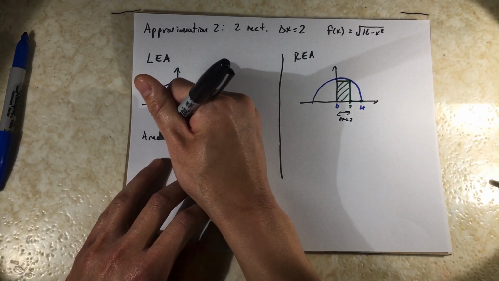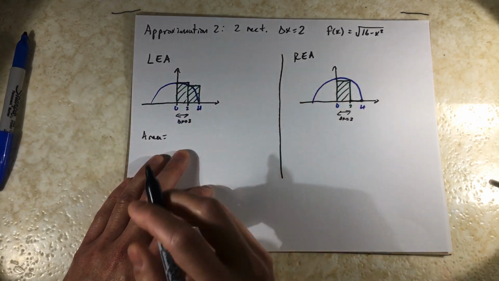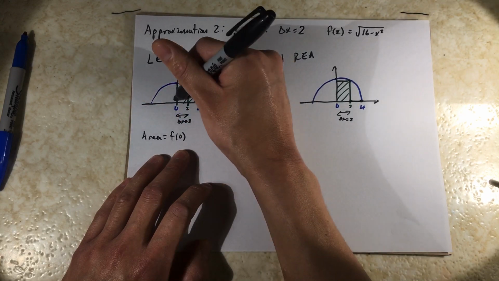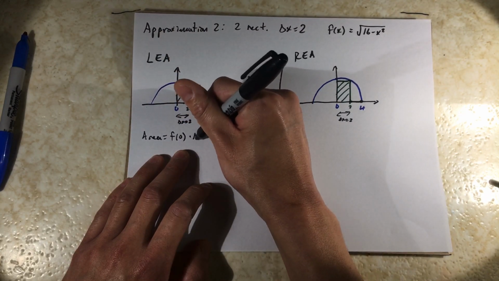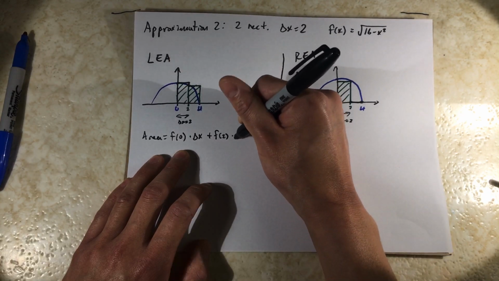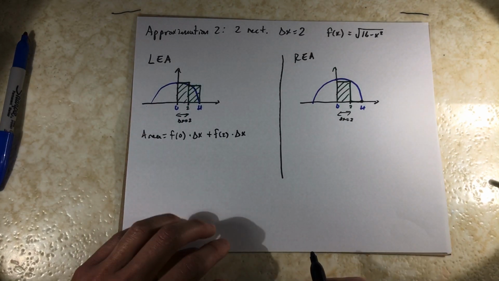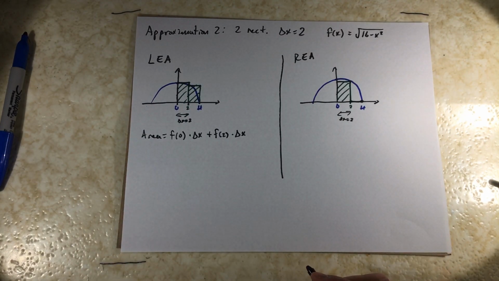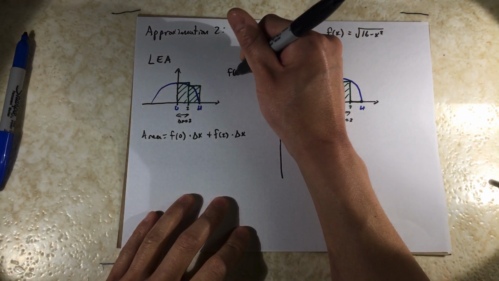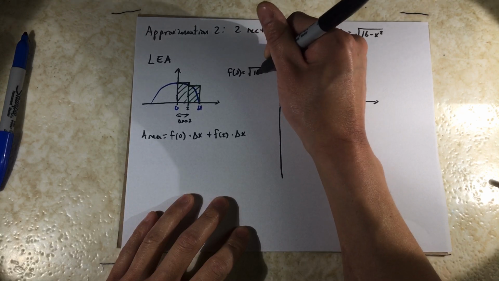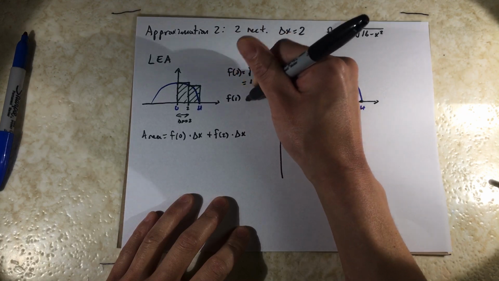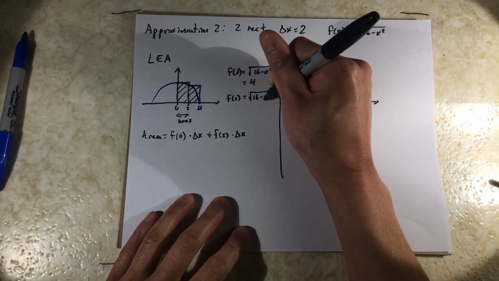So the area, in this case, is the area of each of these rectangles added together. This first rectangle has a height, f of 0, that's its y value right here, times delta x. And the second rectangle has a height, f of 2, times delta x. I think it's going to be helpful, and we'll see this a little bit later, to calculate f of 0, which is the square root of 16 minus 0 squared, which is 4, and f of 1, which is the square root of 16 minus 1 squared.